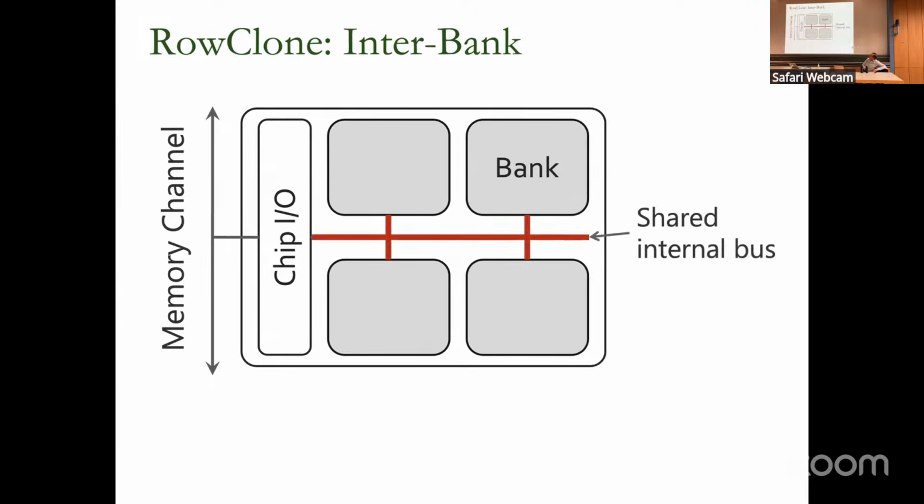But basically, there's a shared internal bus that I showed you earlier, right? 8 bits. Yes. You need to copy the entire row in existing DRAM architectures because you activate the entire row. Yeah, you need to change the DRAM architecture to copy partially within the subarray. But across different banks, you can copy any piece of the row. Yes.